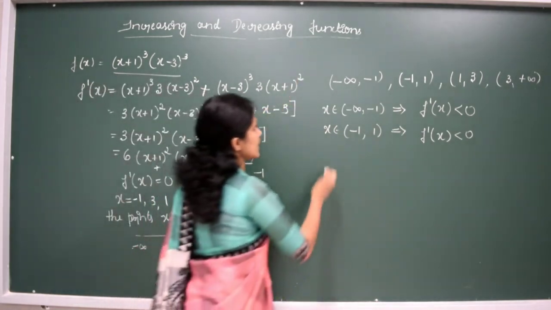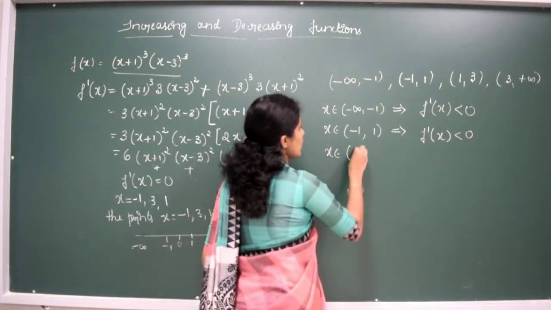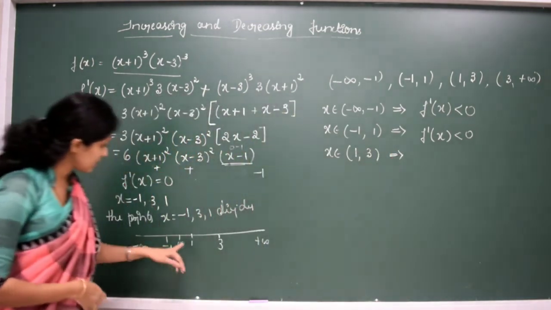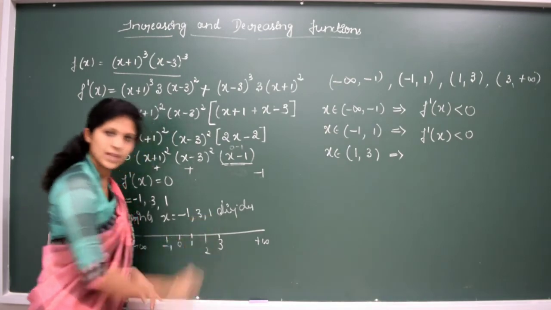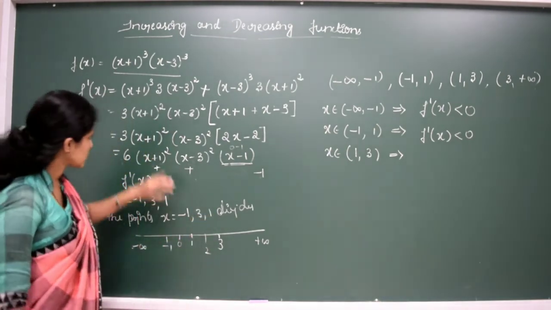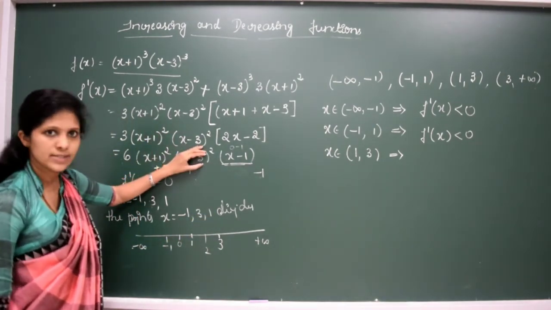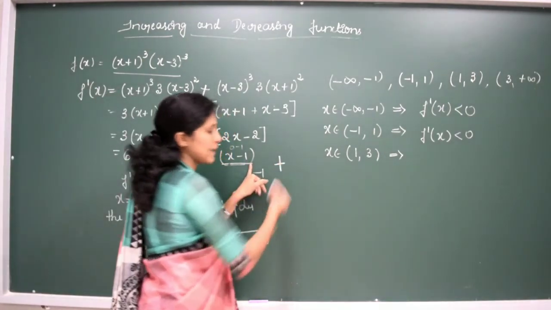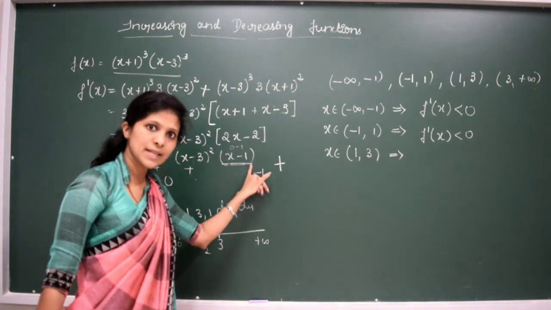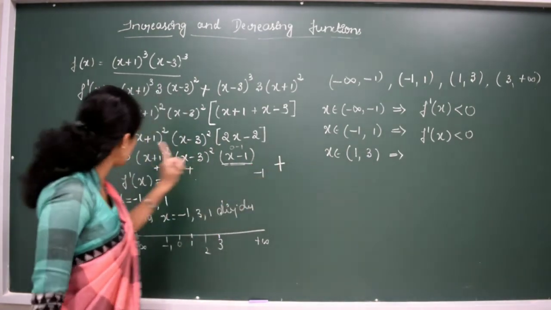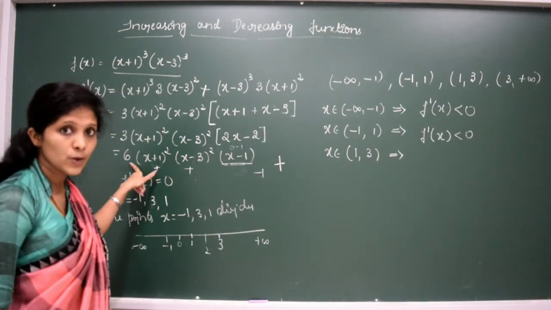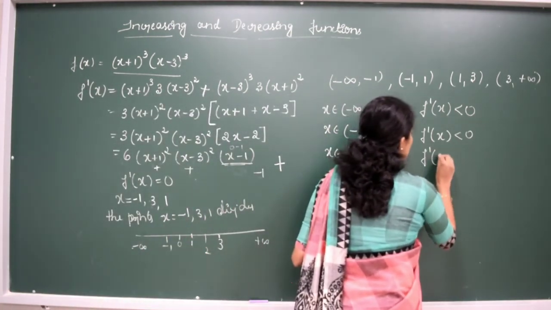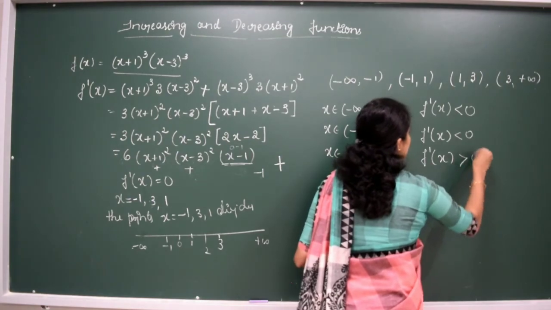We'll consider the third interval, x belongs to 1 to 3. In between, 2 is there, so we'll check with the value 2. The squares are positive, and 2 − 1 is plus 1, so it is positive multiplied with positive. So f'(x) will be greater than 0.